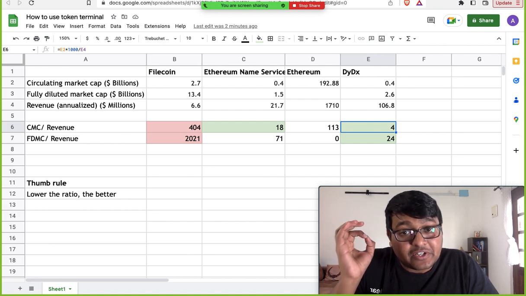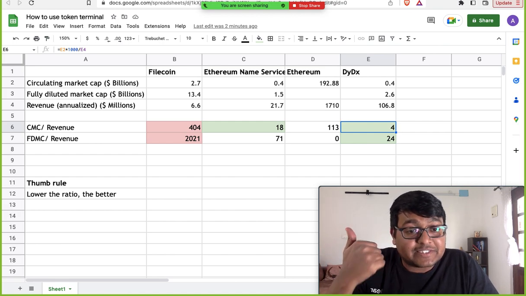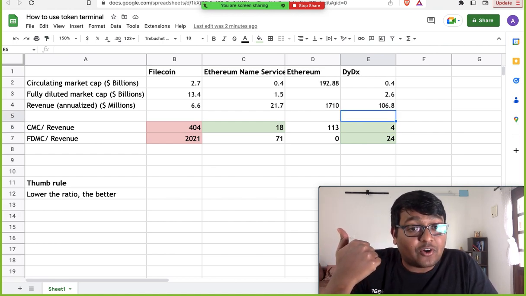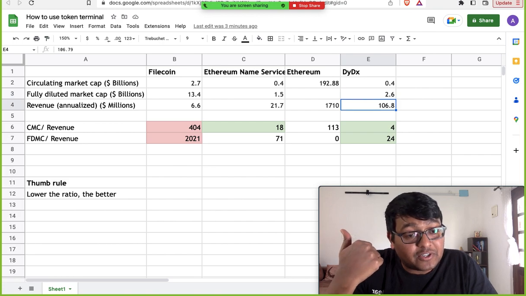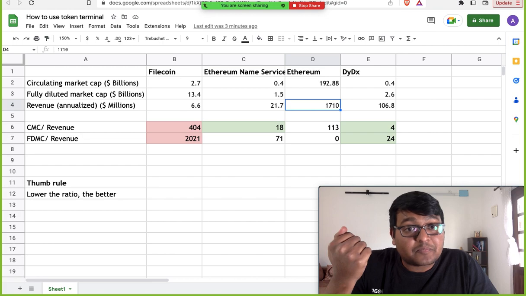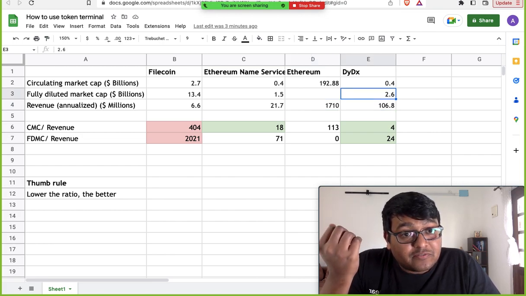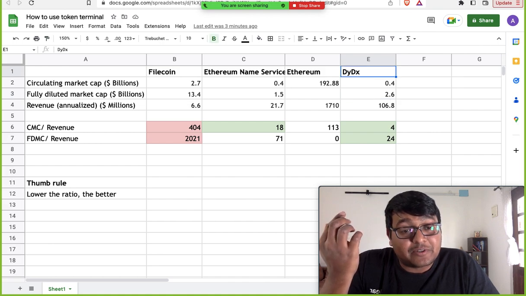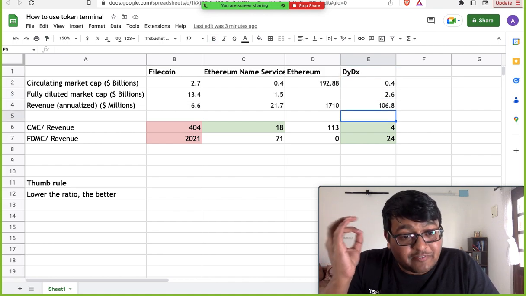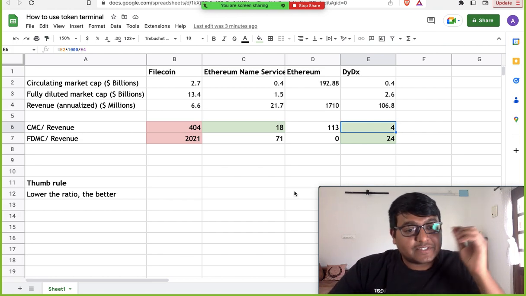Filecoin is severely overvalued. Dump it, get out of Filecoin. DyDx is severely undervalued. It's making a lot of money. It made $106 million last year. That is 1/17th of Ethereum at like maybe 1/400th the price of Ethereum. DyDx is doing tremendously well. That is something that I would really say go for it, because it is undervalued.